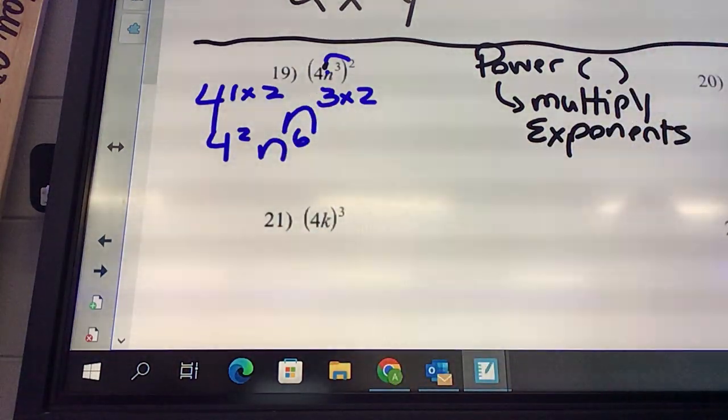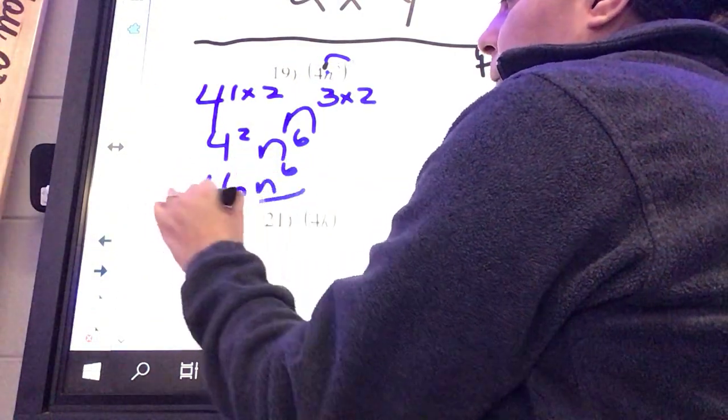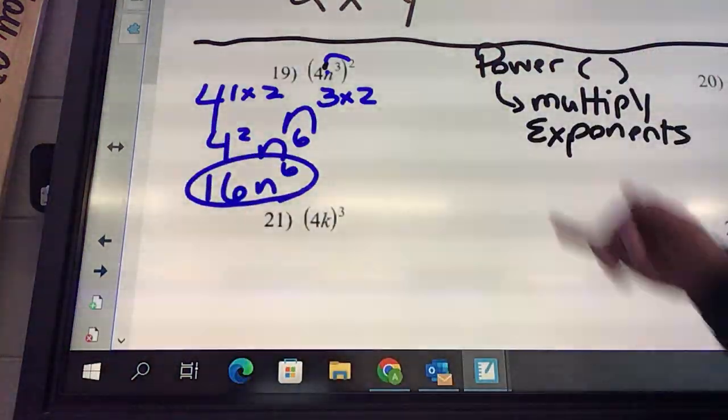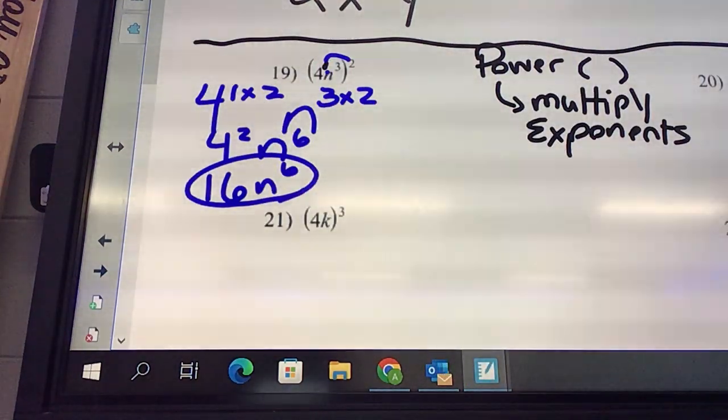Okay, and then last but not least, what is 4 squared? 16. Okay, so the slower way is definitely when we write all of this out. Okay, so the faster way skips that first step. And you guys are fully capable of doing that.